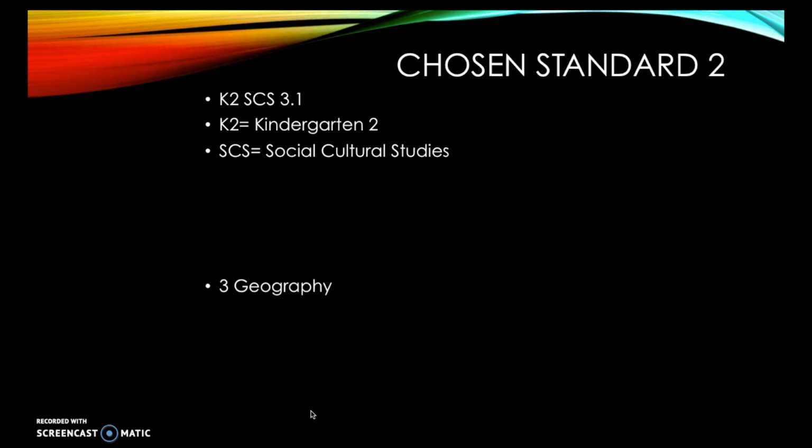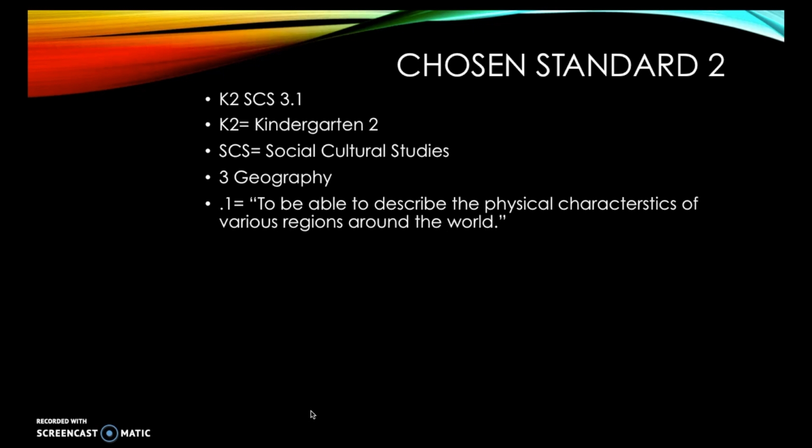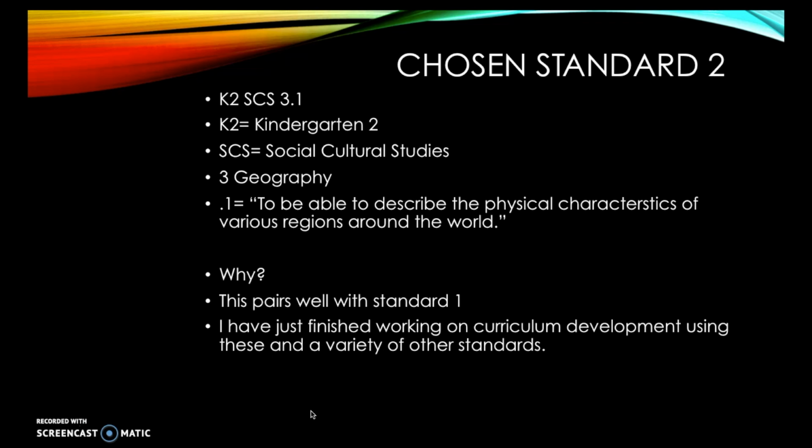The second standard I chose is also SCS and K2, but this one is 3.1. So it's Kindergarten 2, Social and Cultural Studies, but this one is the Geography subsection. And the standard itself is to be able to describe the physical characteristics of various regions around the world. Why? Well, I think this pairs really well with Standard 1. And also, I've just finished working on curriculum development using these and a variety of other standards.